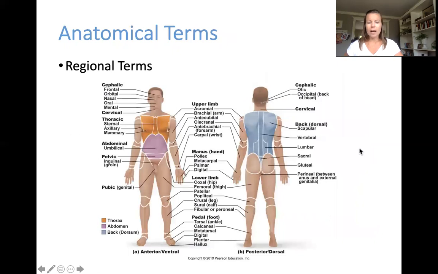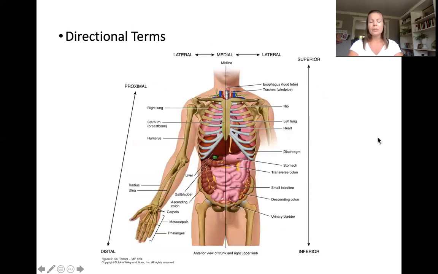So on here, and this comes right from your textbook, this shows you on the anterior side of the body and then on the posterior side of the body, all the major regional terms of the body. So instead of saying the wrist area, we would refer to that as carpal. That's the carpal region. Instead of saying the chest region, you would say thoracic. So these are the terms that are used to refer to different regions of the body.